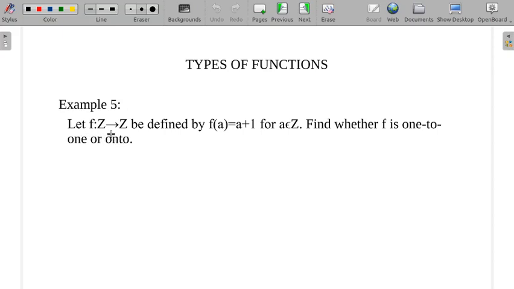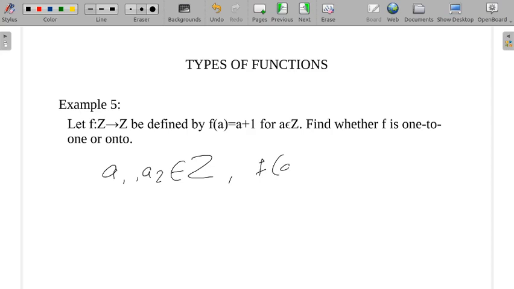A function from the integers to the integers is defined by f of a equal to a plus 1, where a is an integer. Find whether f is one-to-one or onto or both. Let's start. For a function that is not one-to-one, we give a counter example. If you want to prove that it is a one-to-one function, then consider a1, a2, the same as we did for the previous problem. So a1 and a2, which are integers.